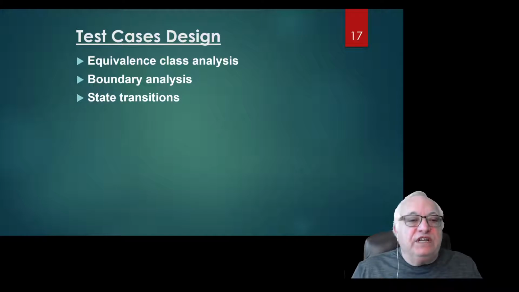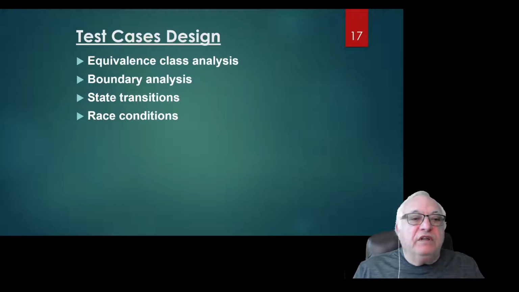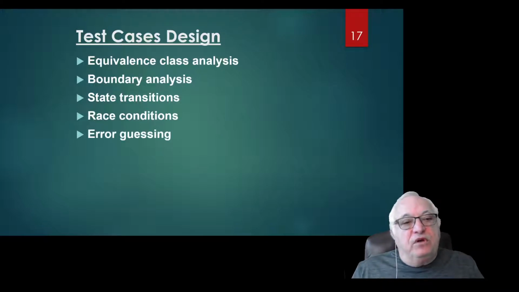Then I talked about state transition. Your program is in one state. Then as it moves into a different state, you want to interrupt that state transition, to make sure the system behaves properly if it gets interrupted between states. Then I talked about race conditions, which are things that happen and you have to be an artist to make sure you can figure them out. And finally, I talked about error guessing, which is where you use your gut instinct, you become the software tester artist, where you look at the thing and figure out how you are going to break it.